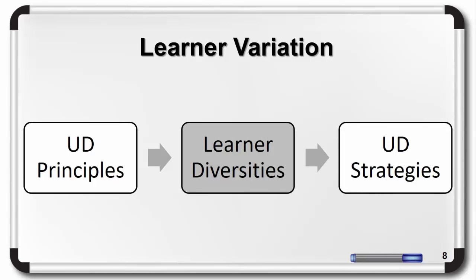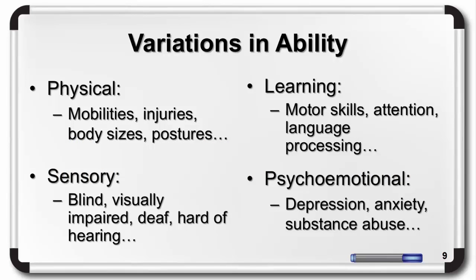Now that we have a little background about universal design, we're going to look at the diversities we encounter in our participants, specifically diversities in ability, learning styles, and culture. When designing curriculum and learning objects, we need to be aware of the variations in ability that exist for our users.